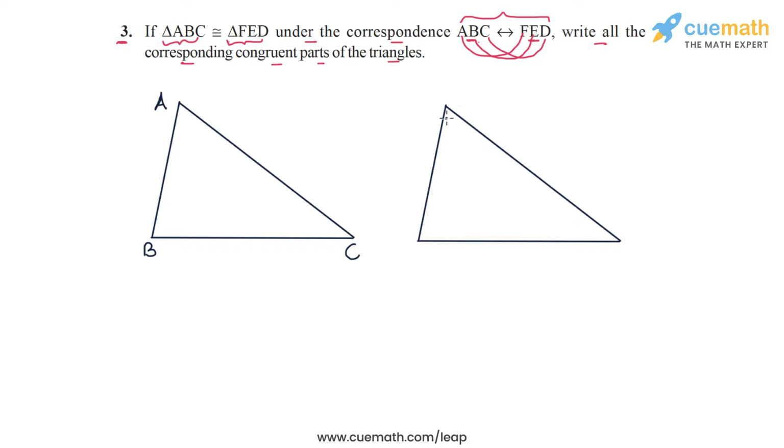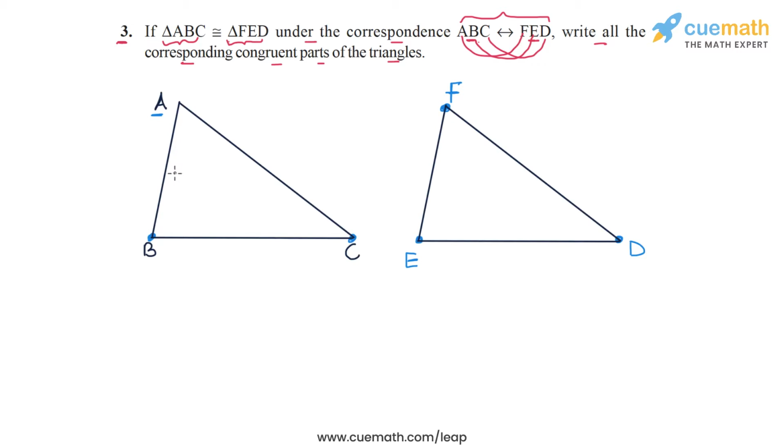So in this second triangle that I have drawn, this vertex here will be F because it corresponds to this vertex A. Then this vertex here will be the vertex E because it corresponds to this vertex here. And then this third vertex will be the vertex D, which corresponds to C in triangle ABC. So these are the two congruent triangles, and now it's easy to write the corresponding congruent parts.